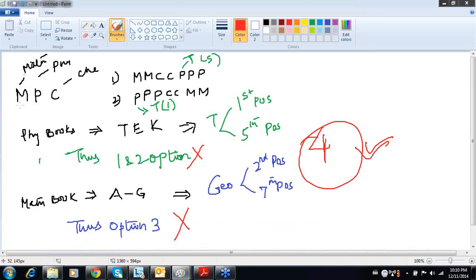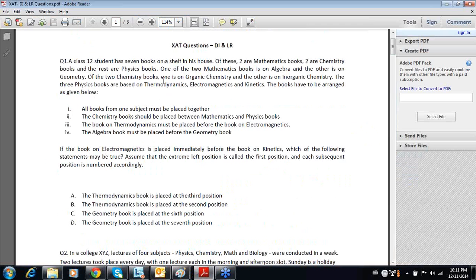So what has been given? We have mathematics books, physics books, and chemistry books. Let us denote them by M, P, and C. Now it is saying there are 2 mathematics books, 2 chemistry books, and 3 physics books. Also, it has been given that all the books from one subject must be placed together. And the chemistry books should be placed between mathematics and physics books.